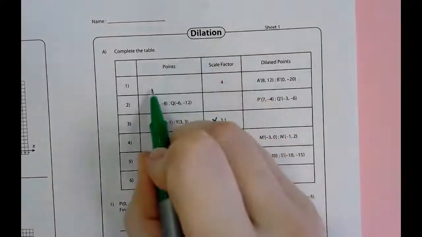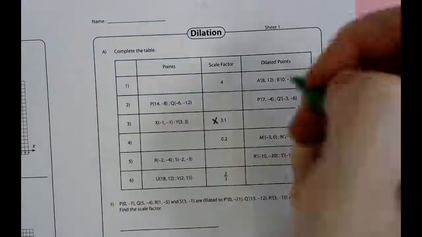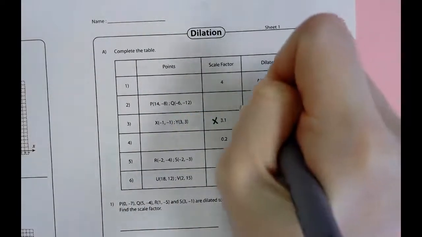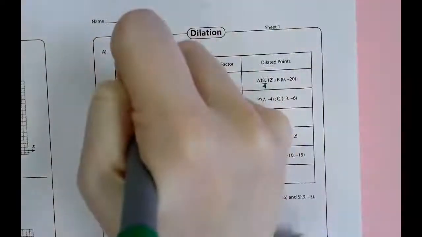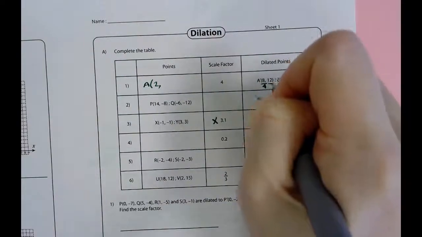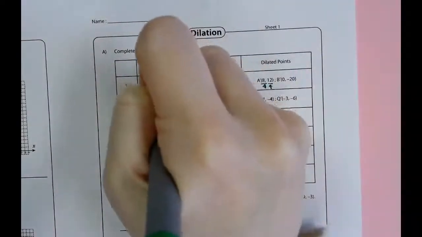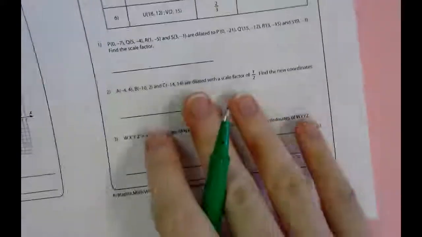If you're going in reverse, you just do the inverse of multiplication, which is division. So 8 divided by 4. 8 divided by 4 is 2. So A, 2, comma, 12 divided by 4 is 3, etc. All right? And then you'll answer some questions at the bottom.